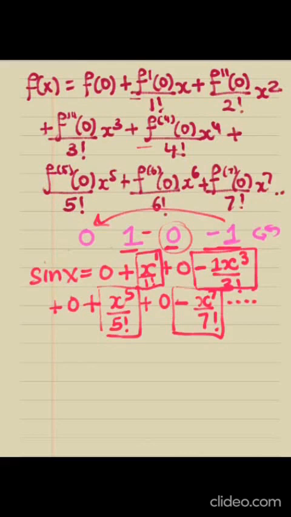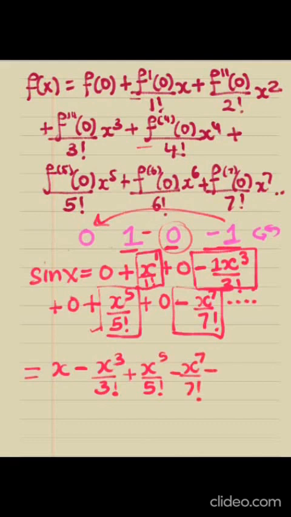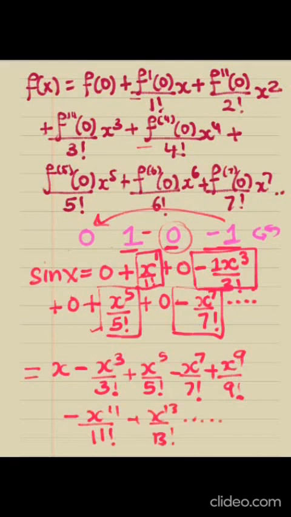And so sine x would be x minus x cubed over 3 factorial plus x raised to 5, this one here, over 5 factorial minus x raised to 7 over 7 factorial plus x raised to 9 over 9 factorial minus x raised to 11 over 11 factorial plus x raised to 13 over 13 factorial. And you get it. And so on. Right? So this is the Maclaurin series for sine of x.